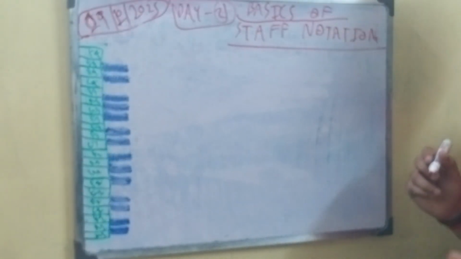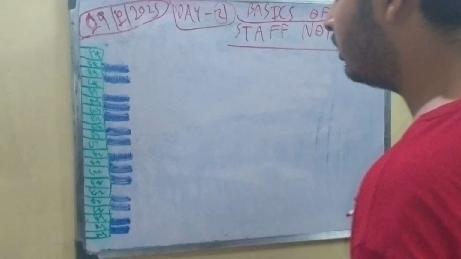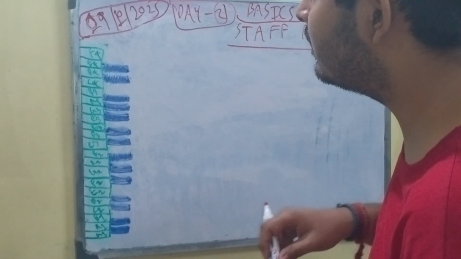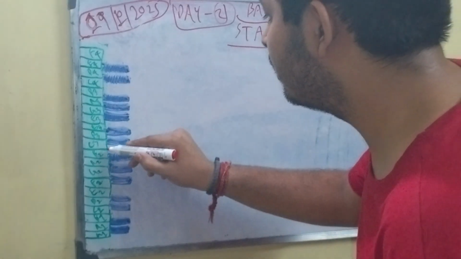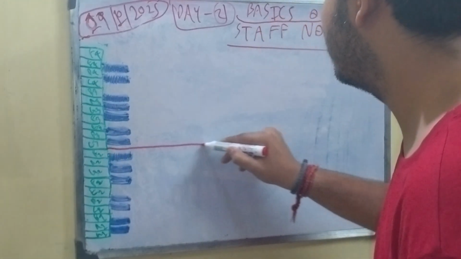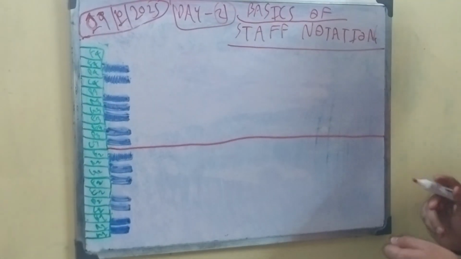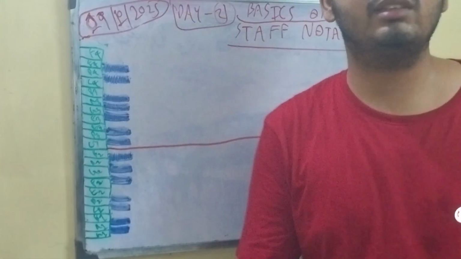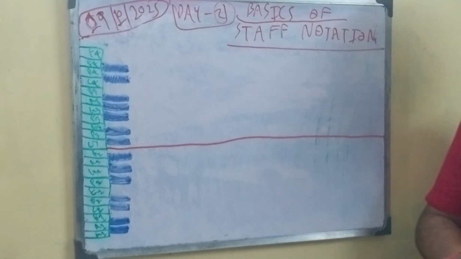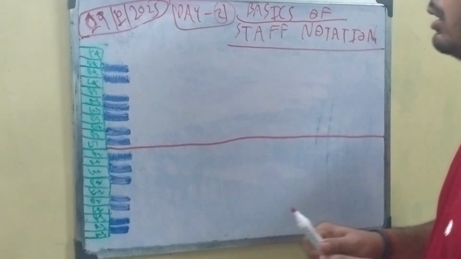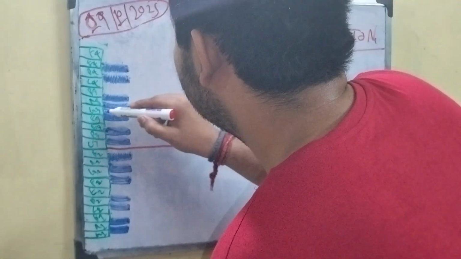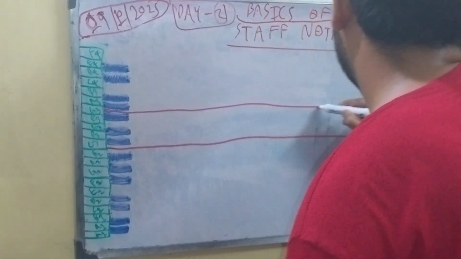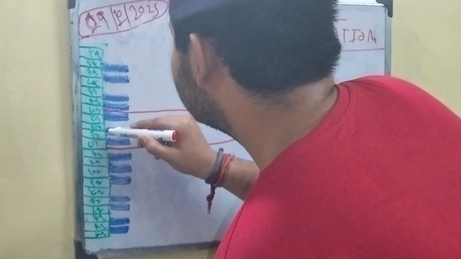Now let me come to the staff notation. See, there is a middle C which is C3. This is the middle C. Middle C is the only ledger line between the bass clef and the treble clef. Treble clef starts from third octave G. Then there is third octave E.